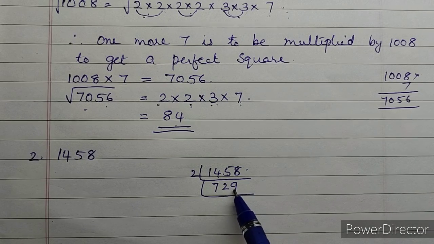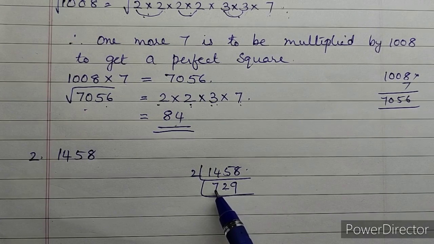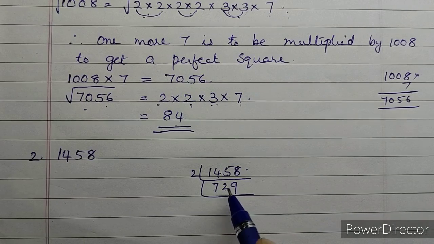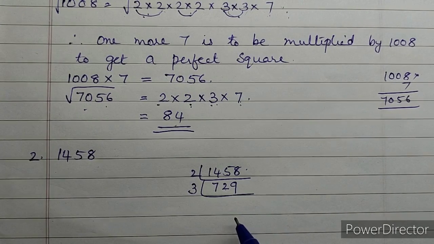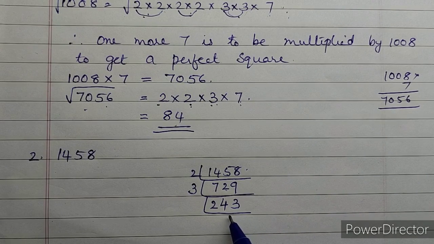So add the digits and see whether this number is divisible by 3. 9 plus 2, 11, 11 plus 7, 18. 18 is divisible by 3, so you can divide by 3. So 3 times 2 is 6, 3 times 4 is 12. 243, again it is not an even number, so you can't divide by 2.